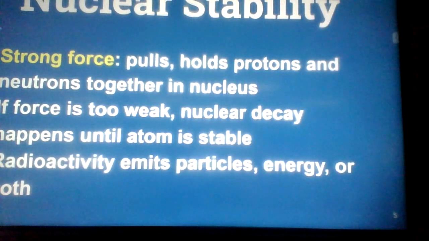So radioactivity is the emission of particles, protons and neutrons, or energy, or both. It depends on which of the three kinds of nuclear decay we're talking about. So particles, or energy, or both could leave the nucleus. Ready?